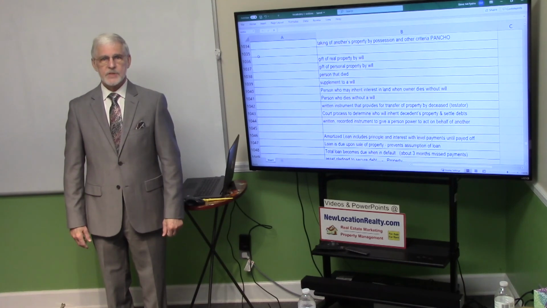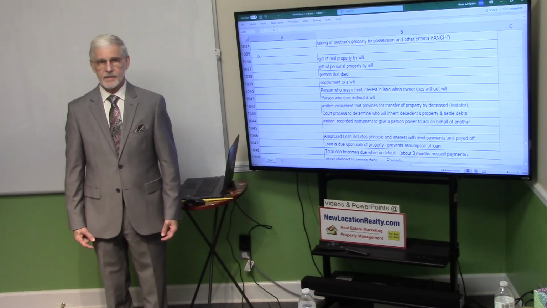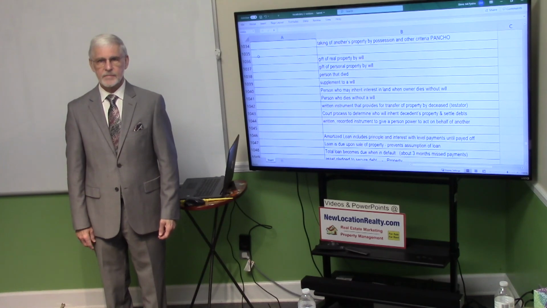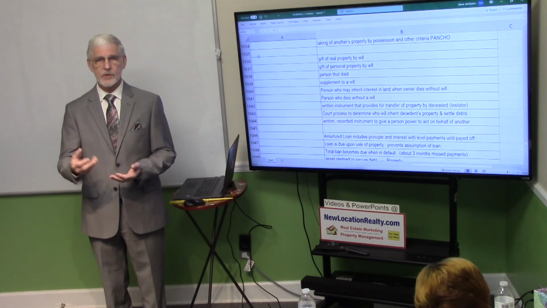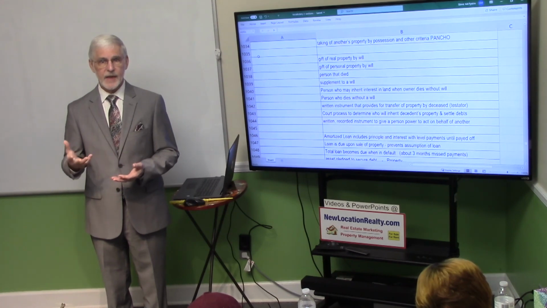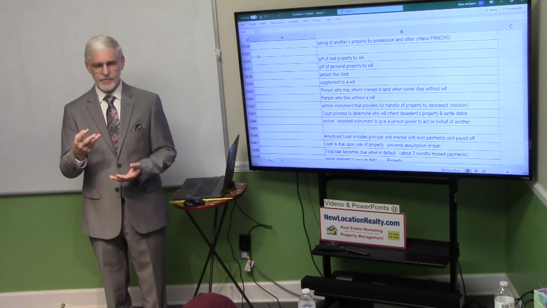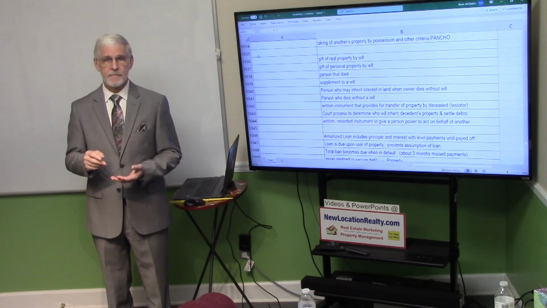Taking of another person's property by possession. We got Pancho in there. When I asked about that, you were going to look it up for me. Yes, possession, that's as far as we got. Those are the different things that have to go on for you to get possession. The main thing you may need to know is the timelines. I think in Alabama, it's 3 years, 5 years. Apparently you don't have to know it because nobody's told me about that. So let's not worry about Pancho right now. I'm sure you're glad.